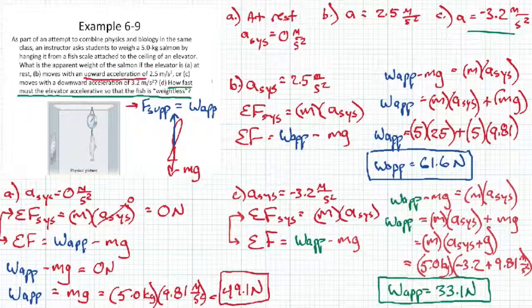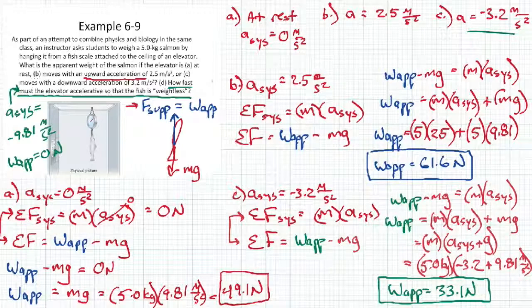Okay? But the elevator must be accelerating downwards at negative, acceleration of the system here has to be negative 9.81 meters per second squared for the apparent weight to equal 0 newtons. So that's part D right there. Part A, B, and C we did together.